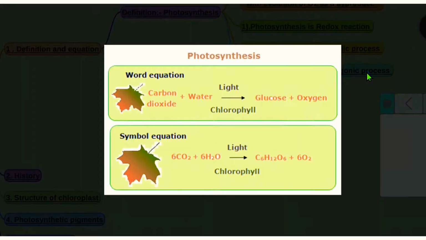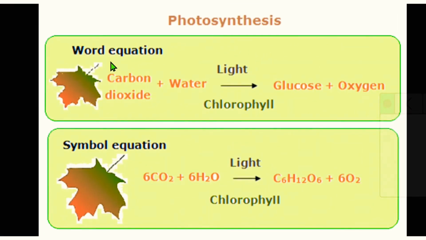We'll see in photosynthesis, this is the word equation, and this is the symbol equation. Carbon dioxide and water get converted into glucose and oxygen by using light and chlorophyll. And here the symbol equation: 6 CO2 molecules combine with 6 water molecules in the presence of light and chlorophyll, and the formation of glucose and release of oxygen takes place. The oxygen is released into the atmosphere and glucose is stored in the leaves.